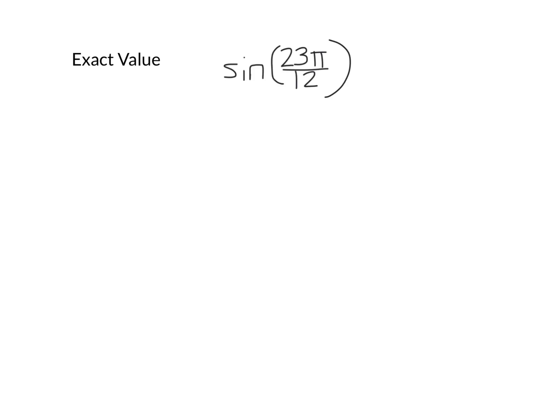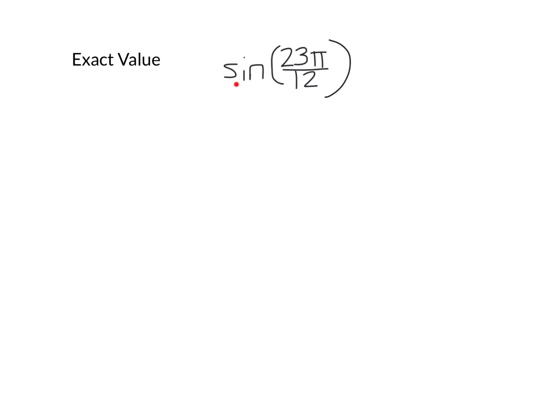Hello, in this video we're going to find the exact value of sine 23 pi on 12. We can find the exact value of this because this is a multiple of pi on 12, or 15 degrees. So to do this we're going to need to use the angle sum and difference formula.